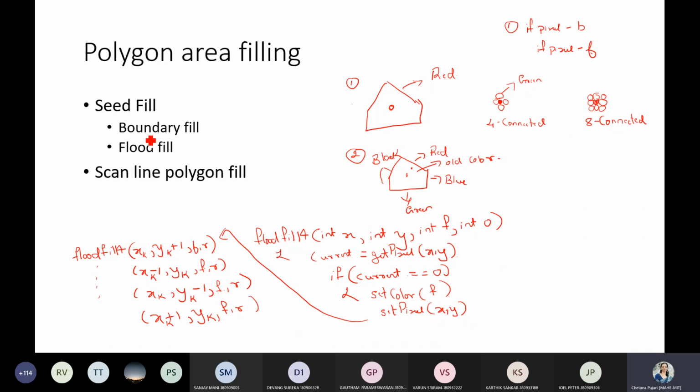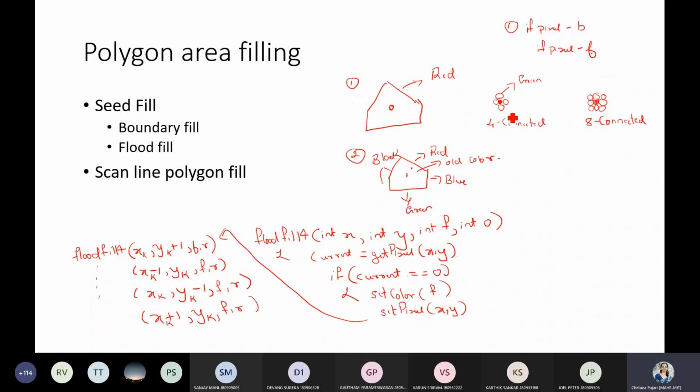So in a seed fill algorithm, first is the boundary fill algorithm. So what happens in boundary fill? All edges is nothing but a boundary, right? All edges of your polygon, which is a boundary, are of the same color. Whereas in flood fill, all edges are of different color. So in a boundary fill algorithm, you are going to select one pixel and check if it is inside. If it is inside, then either you can go for the 4 connected or 8 connected method.